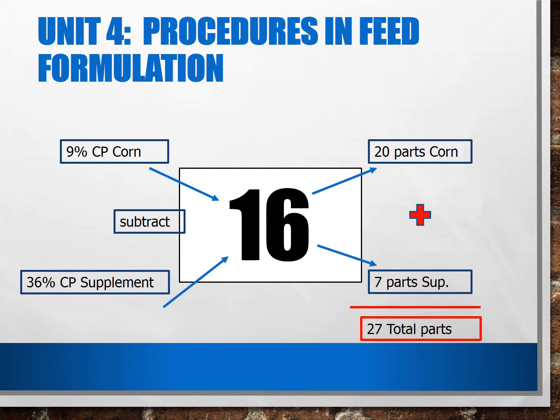We take that 20 parts corn and 7 parts supplement, and we add those together to get 27 total parts or proportion of the ration. You say, well, I don't really know what that means yet. Let's get to the next slide.